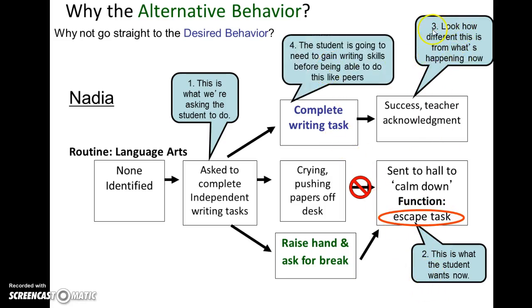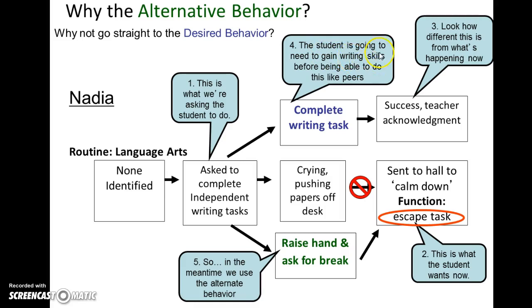So in order for them to want success and teacher acknowledgement, the student is going to need to gain writing skills to be able to do this like the peers. They need to be able to complete writing tasks. But in the meantime, before they're able to do the writing task and be like their peers, they have to have an alternative behavior, which is, okay, instead of crying and pushing the paper off, we're going to raise our hand and ask for a break. Because if you raise your hand and ask for a break, then this is what they get, which is exactly the same thing as that problem behavior. So they're going to get what they want now.